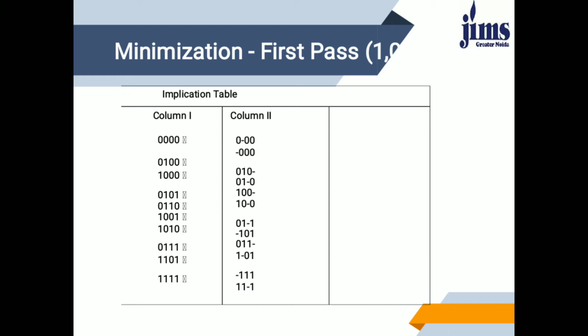Now again, if I compare the first term 0 with the second group, then on the fourth position a dash is marked. In a similar way, we will put a dash at every place.